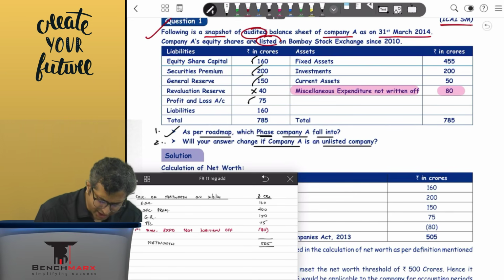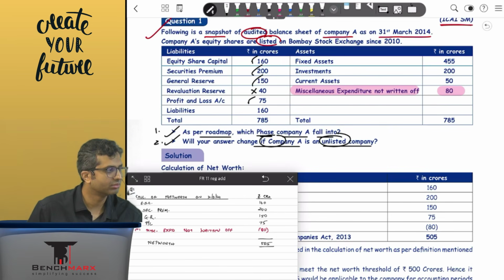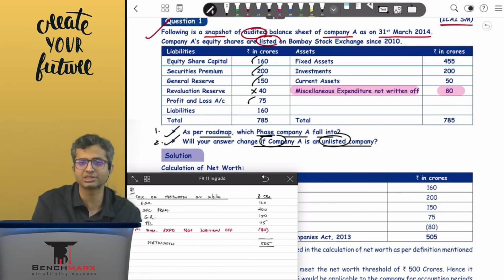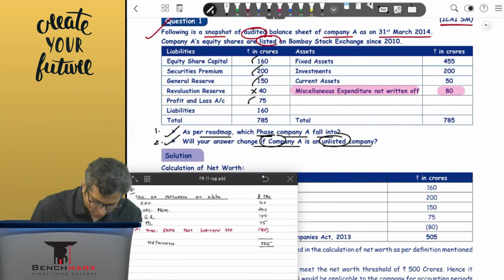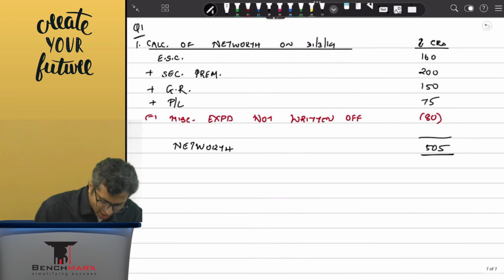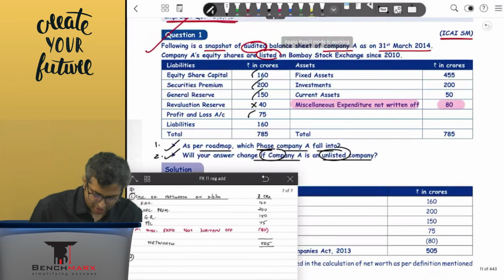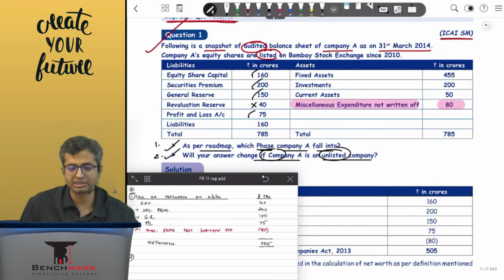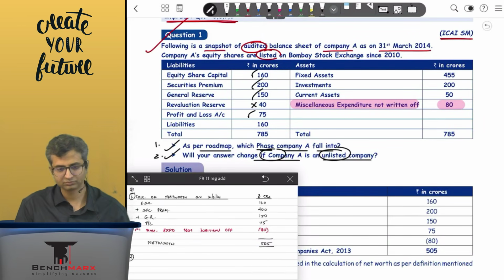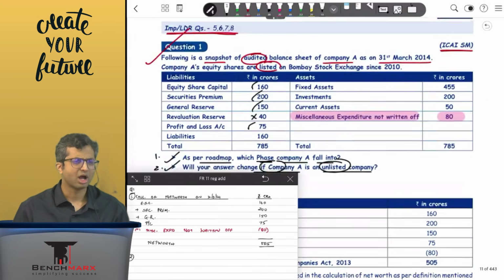Second part of the question says, will your answer change if company A is an unlisted company? Will it change? No, it will not change because it is above 500 crore. Let it be listed, unlisted does not really matter. Write down point 2. Answer remains the same even if A is unlisted. Are we clear with this?